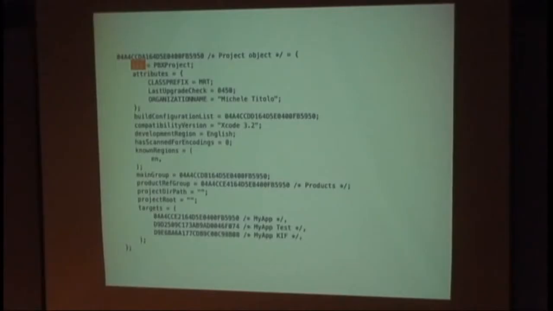So we have an ISA. We have a build configuration list. I'm going to go into more details, but I'm just highlighting them. So if you want to look this up in your file, you can see what order they're in. There's this main group thingamajiggy, which I'll get into, which is really important, and then targets.